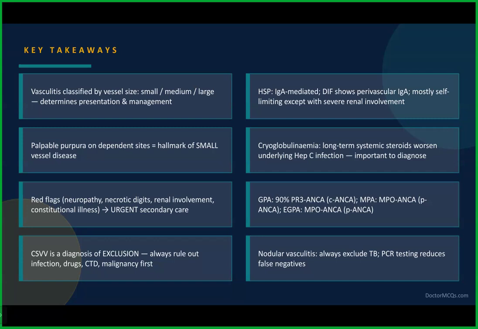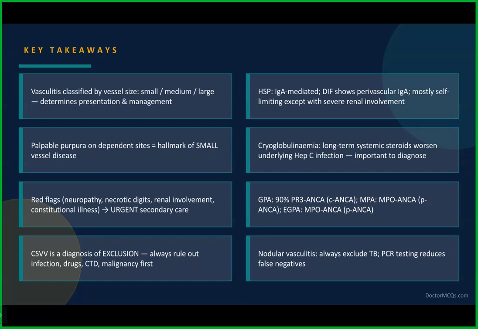HSP is IgA mediated and mostly it is self-limiting. So you just have to do the reassurance and supportive care for the patient, because supportive care is important. Why? Because it can also cause some severe renal involvement. So we don't just reassure, we also provide supportive care in this condition.